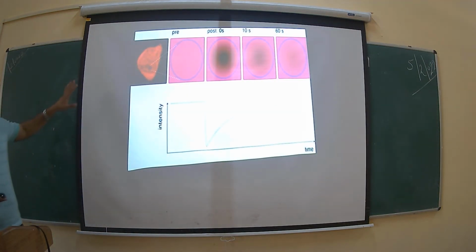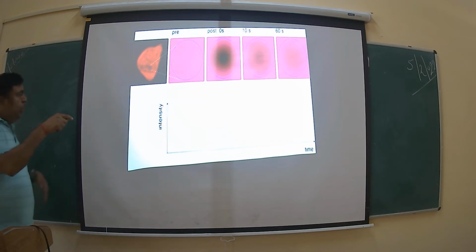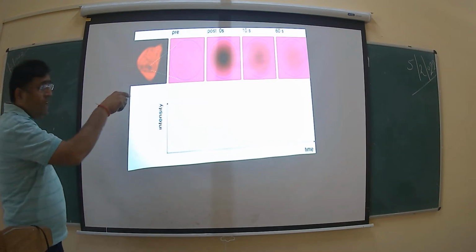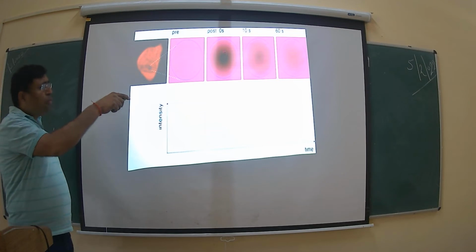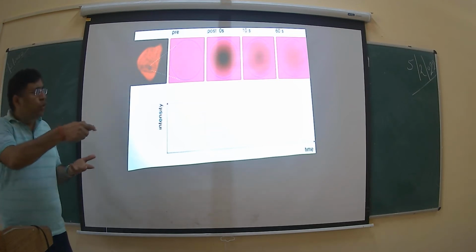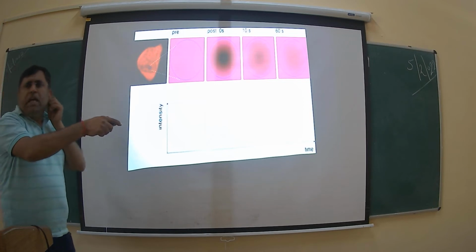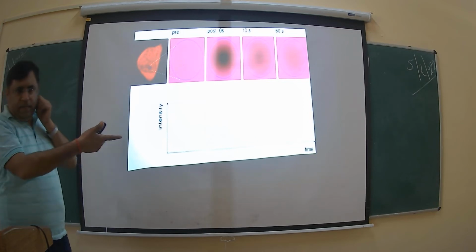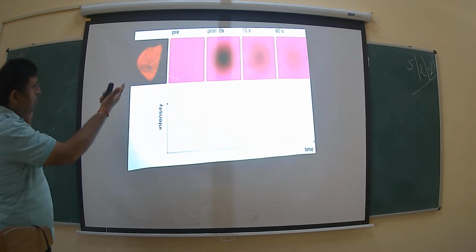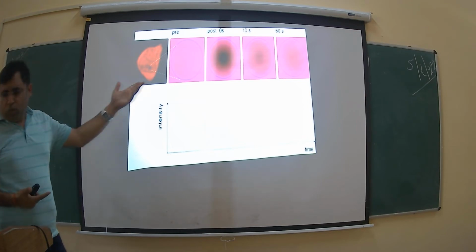Let's understand in another way. Let's say these are some liver cells. So this is some cell. You did photo bleaching in a particular area. After photo bleaching, you cannot see any emitting signal, so you will see this darker. After 10 seconds or 60 seconds, it will recover again and show color again. This is the example of photo bleaching.